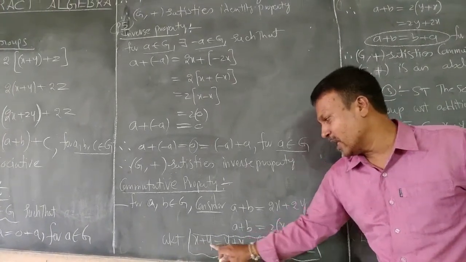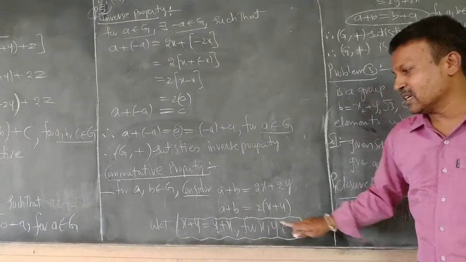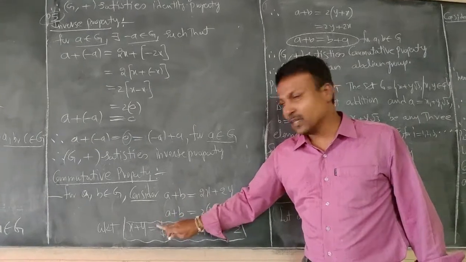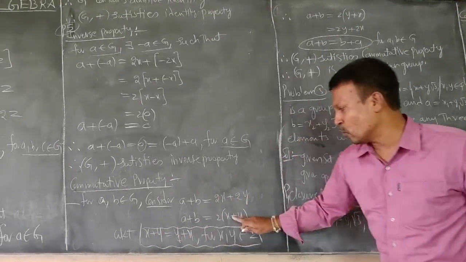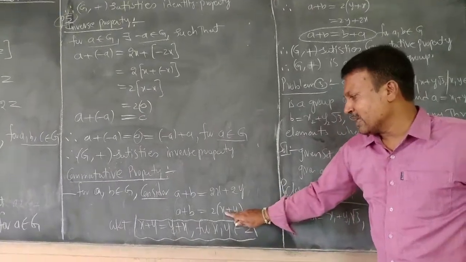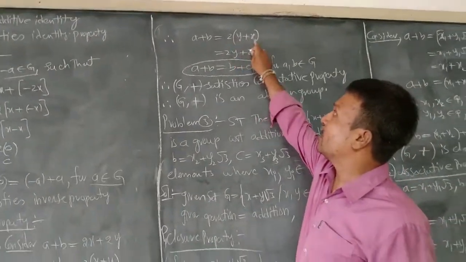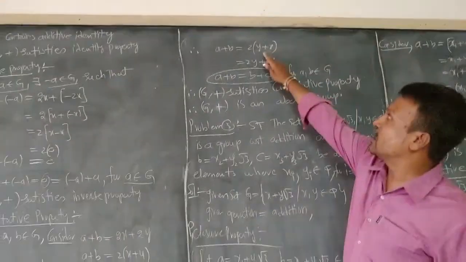This x plus y will be equal to y plus x. Why? Because for x, y belongs to the set of integers, the set of integers satisfies the commutative property with respect to addition. Therefore, x plus y can be replaced with y plus x. So in the next step, instead of x plus y, I write it as y plus x: 2 into y plus x. See, in the previous step it is x plus y, and in this step it is y plus x.